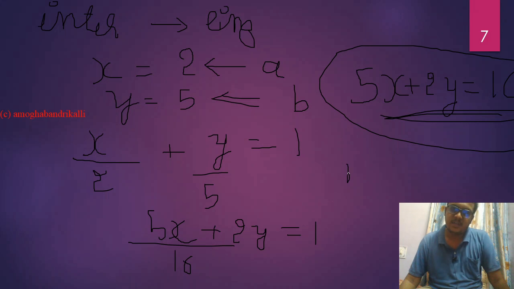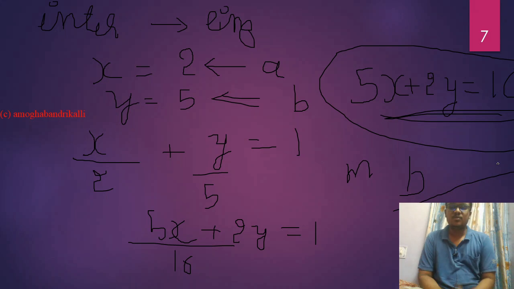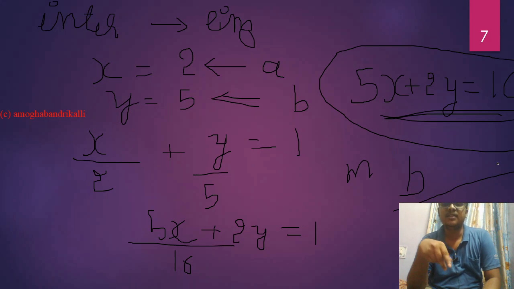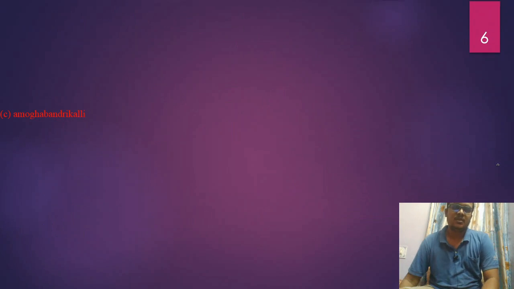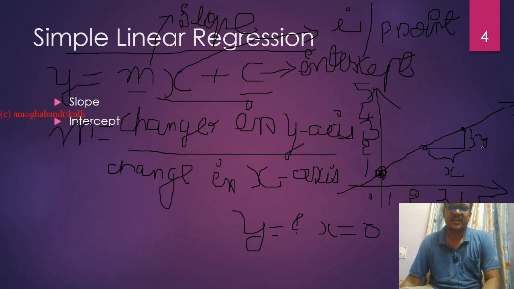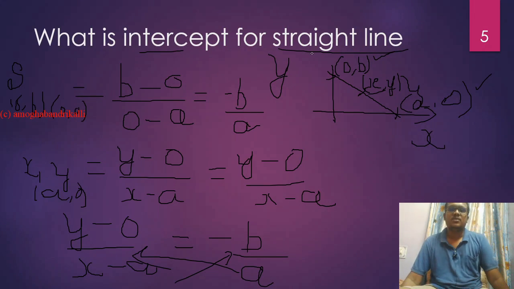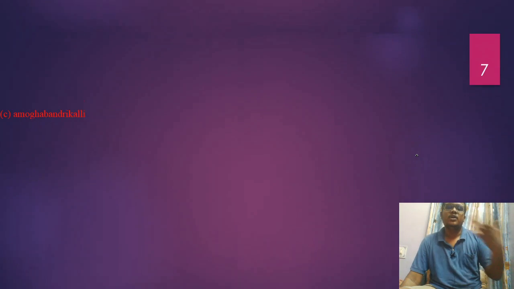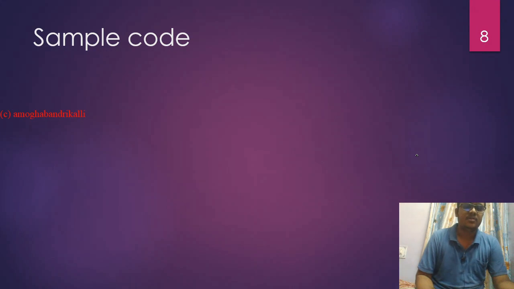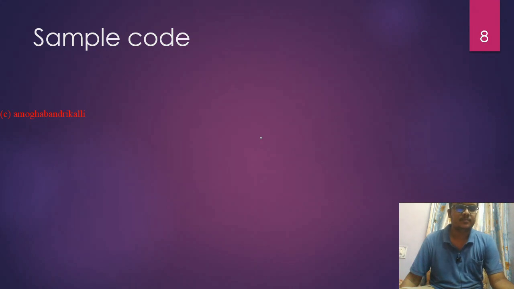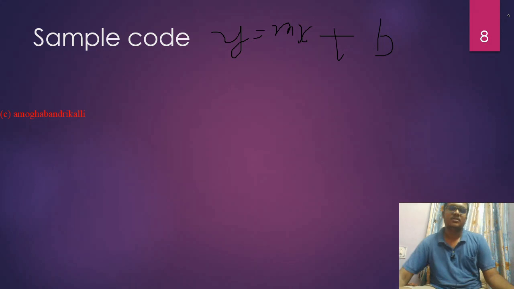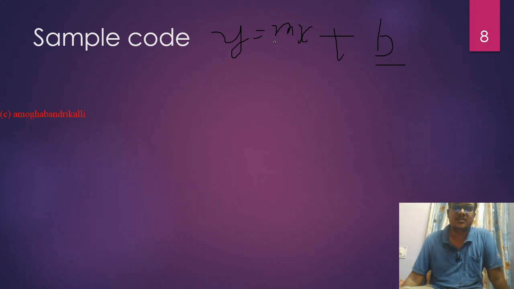If you know the m value and the intercept value b, you can draw the straight line. Linear regression means you need to draw some straight line. To draw straight lines, we need two parameters: the intercept form and the slope equation. Slope is given by change in y-axis divided by change in x-axis. The intercept values you find based on the straight lines. Based on this, we are going to code the linear regression. So let us see some sample code. We have understood the straight line equation, y is equal to mx plus intercept, or y is equal to mx plus c or b, whichever. This is the intercept and this is the slope.